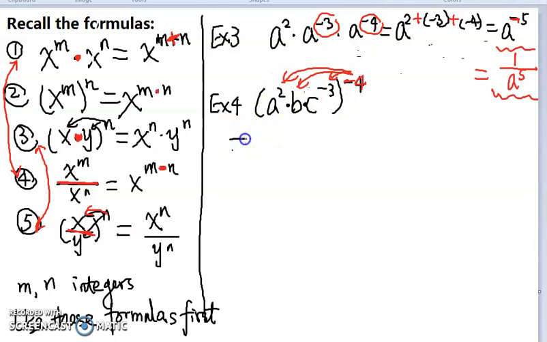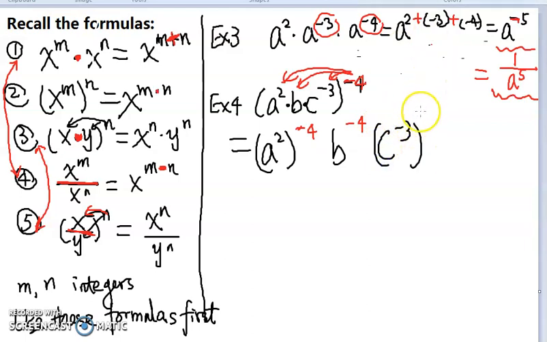I'm going to write down the step. So we raise a squared to the negative 4th. And then we raise the second factor b to the negative 4th. And then we raise c to negative 3 to the negative 4th. So in this step, I'm using the third formula. If there is multiplication in the base, we can raise each one to the exponent on the outside. So now we're going to work on each one here.